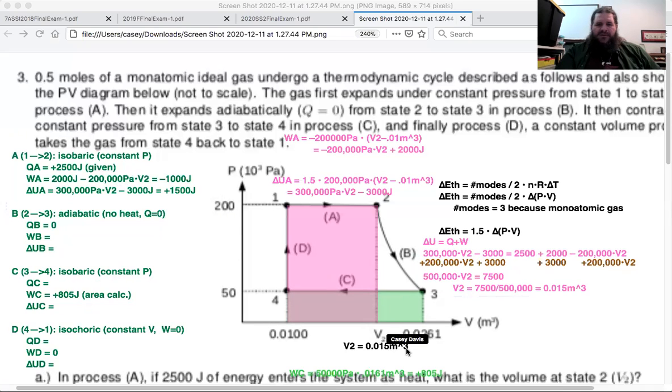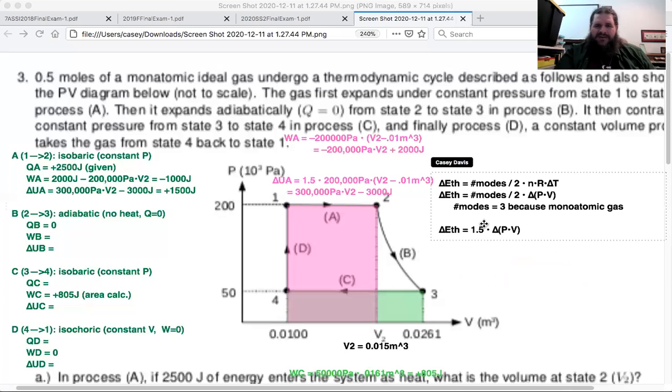And now that we know V2, I think we can figure out delta U for process B as well, because now we know everything about point 2 and everything about point 3. So we can use our usual delta E thermal formula, 1.5 times delta PV, to figure out the change in energy there. So let's try that.